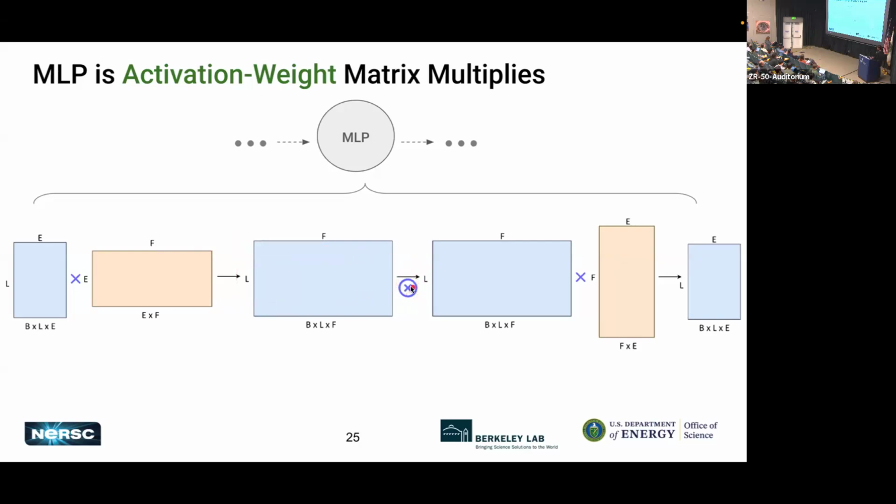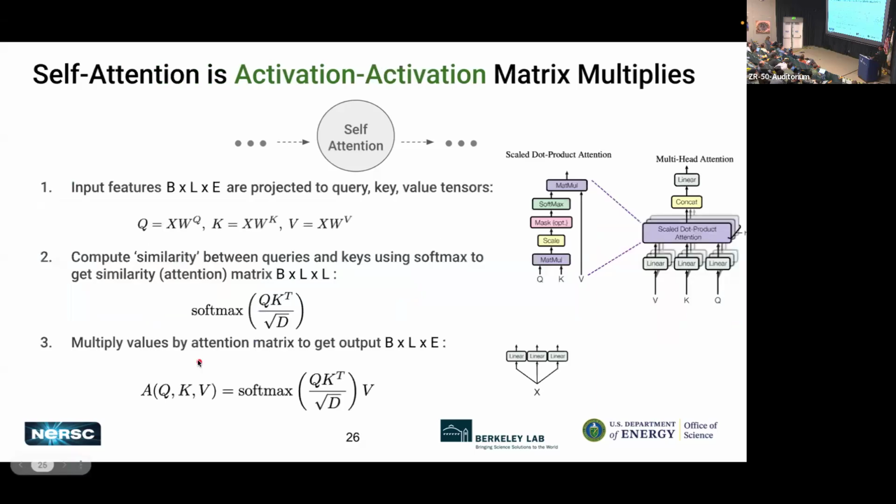There's a nonlinearity, which is a pointwise operation that you apply. And then you multiply by F cross E, which is a taller matrix to bring it back to its original dimension, L cross E. So your entire MLP operation, underneath the hood, this is what's getting implemented on your GPU. It's just matrix multiplies with activation maps and weight matrices. You can do the exact same thing for self-attention.